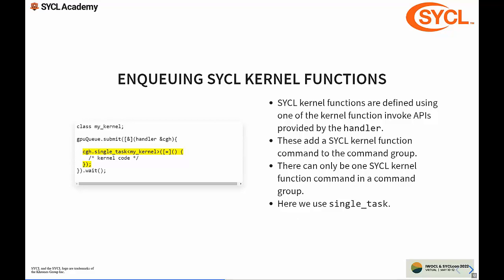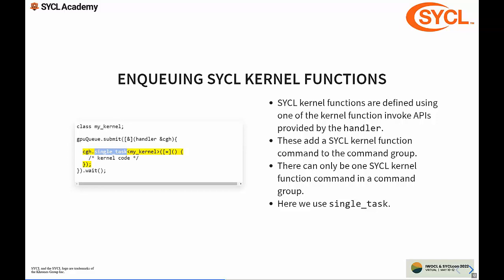So SYCL kernel functions are defined using one of the kernel function invoke APIs. In this example, we are using a single task invoke API, right? And it is provided by the handler. So you can see that we are calling a member function of a handler. But there are others. This is quite a simple example. I would say the most common is parallel for. Single task means that we execute the kernel code only once on one work item.